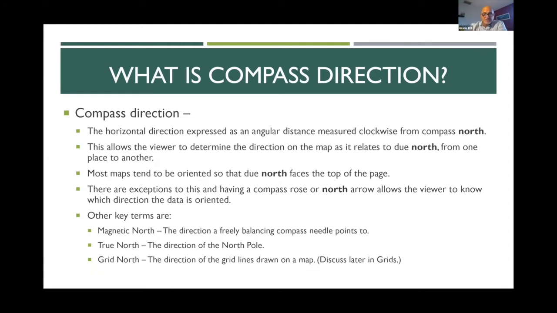There are exceptions to this, and having a compass rose or an arrow allows the viewer to know what direction the data on the map is orientated. Remember, we use that word orientation. What is our orientation? Means what is our direction. All right. And so a detailed definition, compass direction is a horizontal direction when we're using it along a map, not vertical. Vertical is up. And a lot of people get mixed up between up and north. North is not up. Up is going towards the sky. North is the horizontal direction, okay, that we use. And it is an angular distance measured clockwise from north.